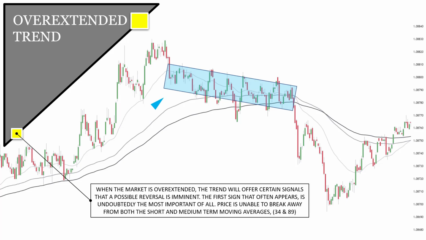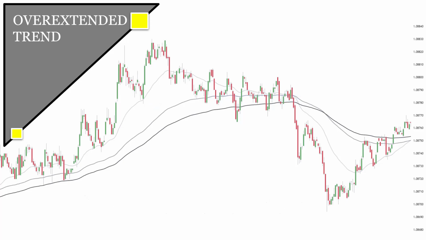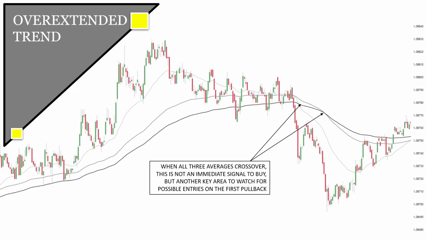You'll see price stagnant, basically stuck in between these 2 averages. There is no current strength to push prices in either direction. When price breaks the medium-term EMA in the opposite direction, be prepared for a possible reversal. When all 3 averages cross over, this is not an immediate signal to buy, but another key area to watch for possible entries on the first pullback.